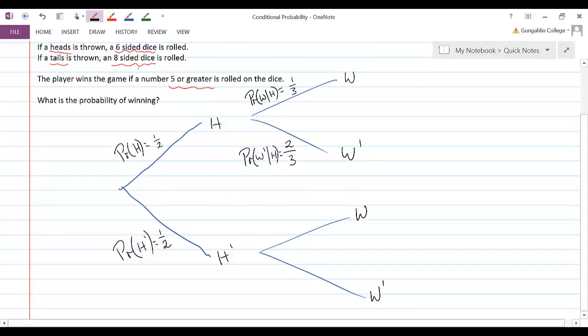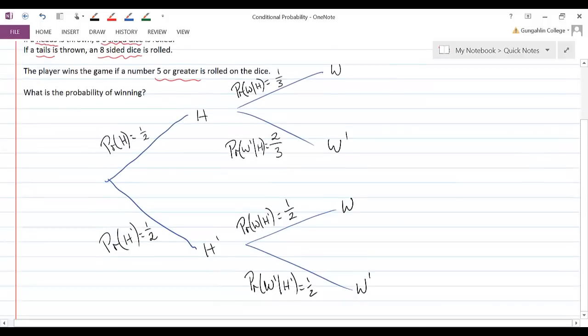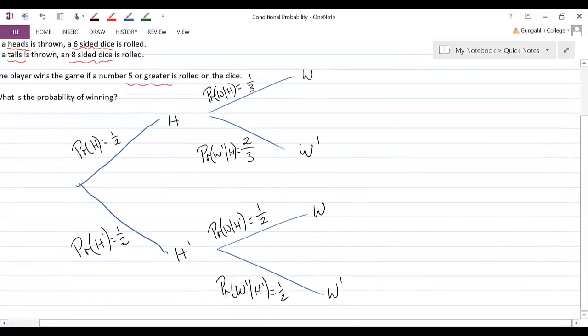And on an 8-sided dice, the probability of getting 5 or greater is 4 out of 8, or 1/2. So the probability of winning given I didn't get heads is a half. The probability of not winning given I didn't get heads is a half, because I got 1, 2, 3, or 4. So this will be the full probability tree.